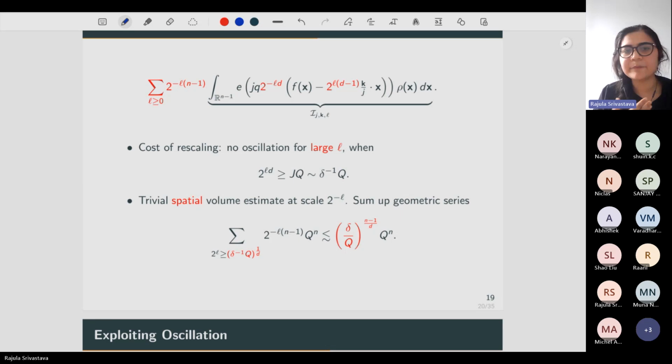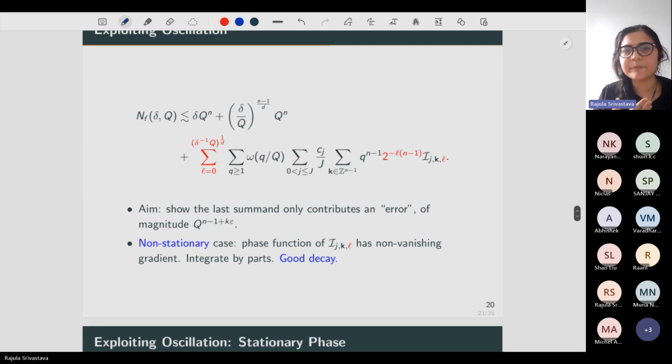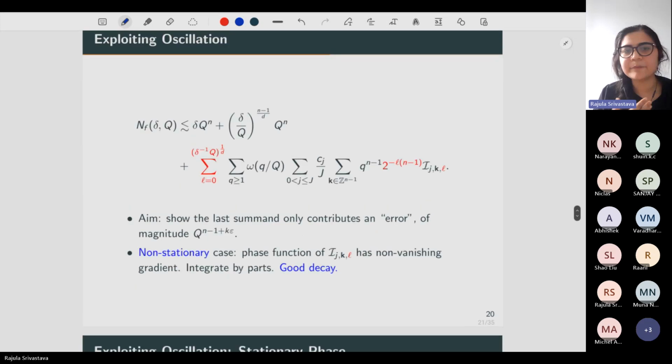So now let me just call this oscillatory integral I_jkl because it depends on 3 parameters: the frequency parameter j, the lattice point k, and l, which is the scale. Once I isolate those scales, I have the probabilistic main term, the volume, and the cap term, which comes in higher once you get closer to the origin. All that's left is to analyze this sum and prove that this term really is not that important. It is like an error term, of the magnitude that you expect, q to the power n minus 1, maybe with an epsilon of room.